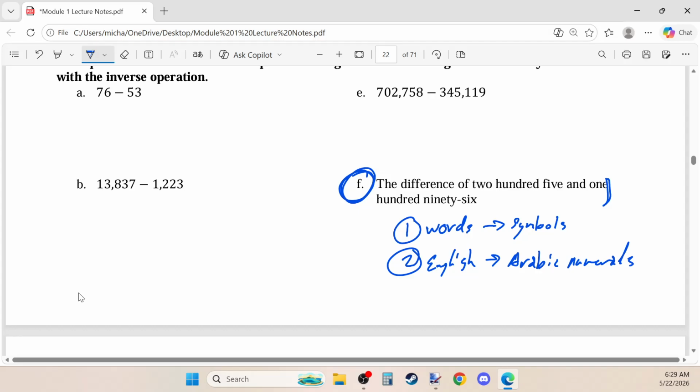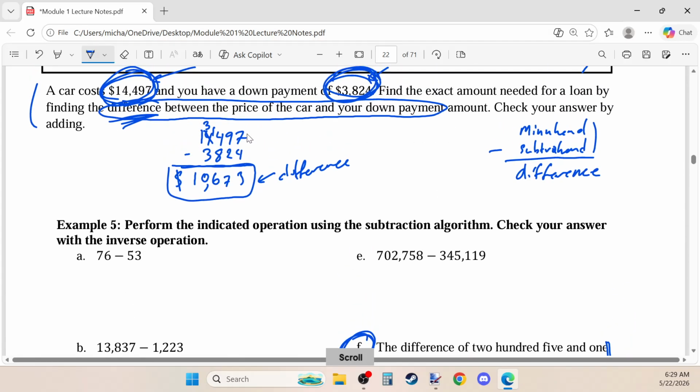But we forgot to check this. We can check through addition. The way you check through addition is you take your answer, so the difference, plus the subtrahend, which is that number. We have to check. So 3 plus 4 is 7. 7 plus 2 is 9. 6 plus 8 is 14. We carry the 1. 1 plus 3 is 4. And 1 plus nothing is 1.